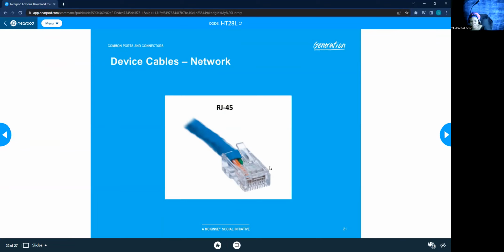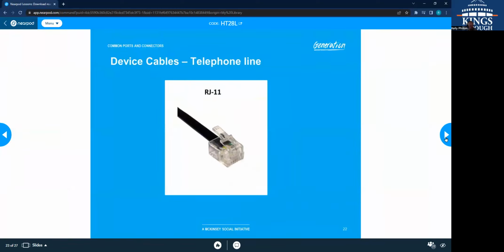Here's a network cable connector, RJ45. Not to be confused with a telephone connector, RJ11, which is smaller. And from henceforth, we will always refer to it as an RJ45, not a network cable connector. Correct.